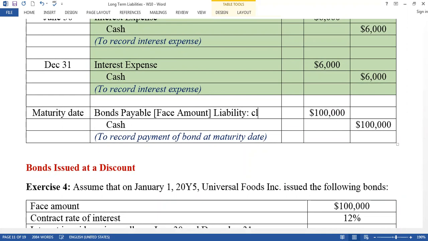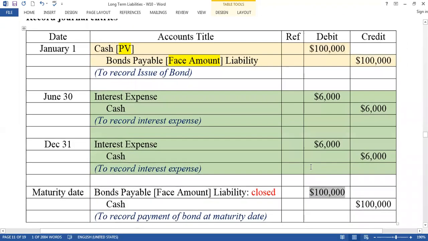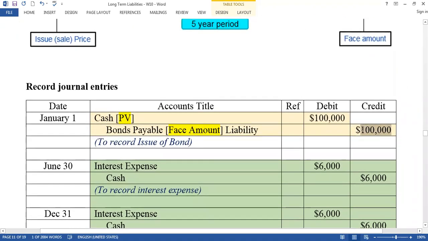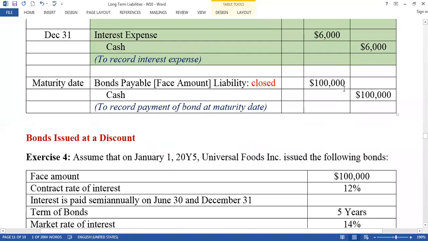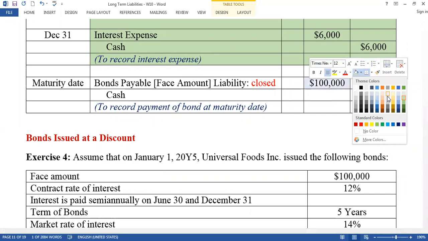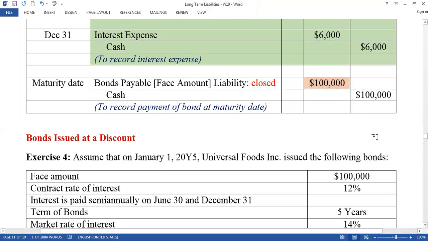Liability debit means liability closed. We closed our liability. So bonds payable is our liability. We record it as a face amount, right? We record it as a face amount on debit. So before we record credit, now we record debit. So this is closed.